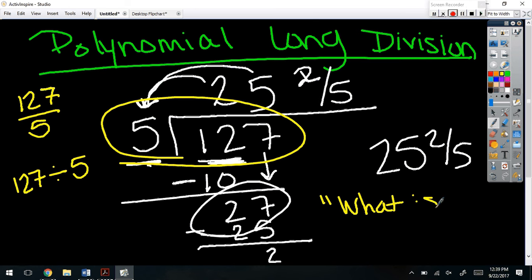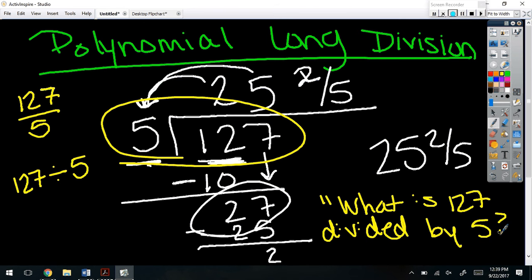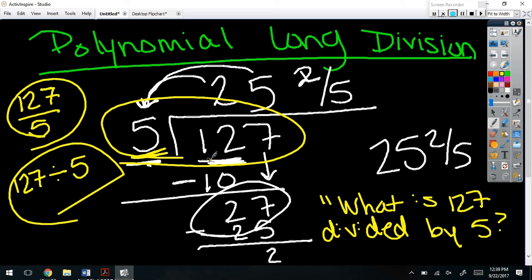Or I could say in words, what is 127 divided by 5? Yes, but you're going to have polynomials in place. What I'm getting at is I want you to understand if it's written any of these ways, you know which one goes outside and which one goes inside. Okay? All right. Are we good? All right. We're just going to jump in.